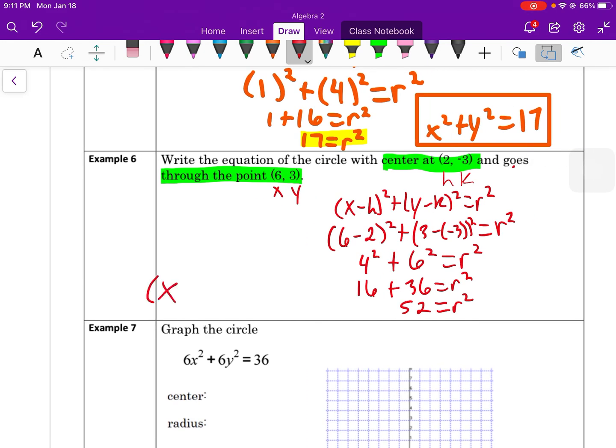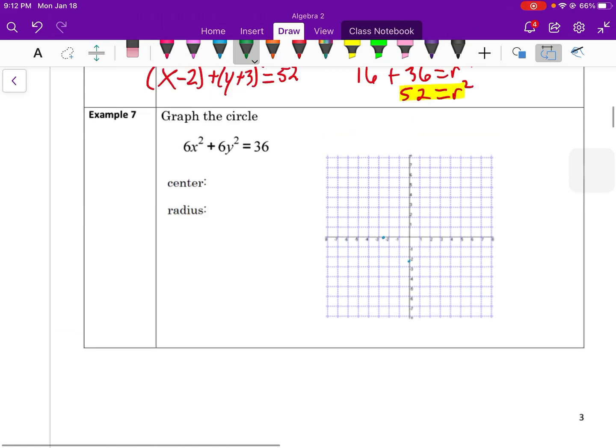So the standard form is (x - h)^2 + (y - k)^2, but it's minus a -3, so it'd be y plus 3, squared equals r squared, which was 52, and then h and k were found at the top.